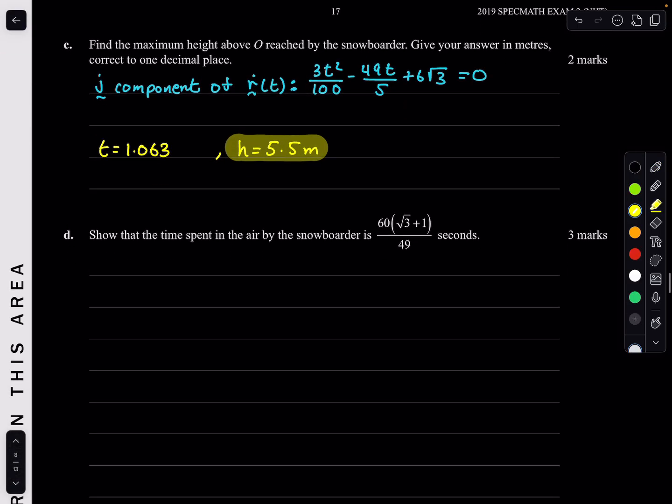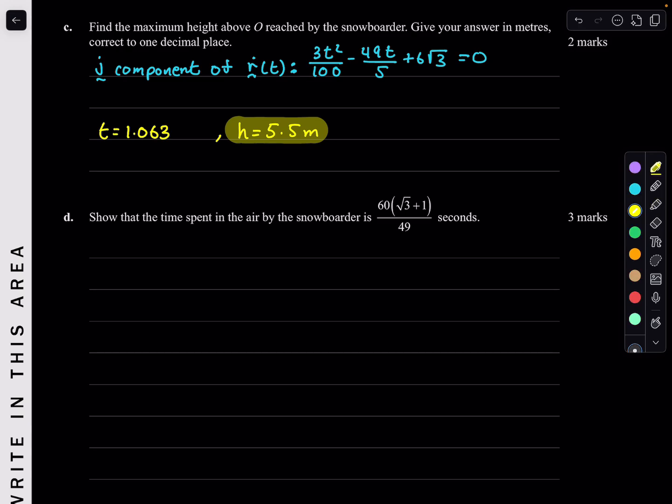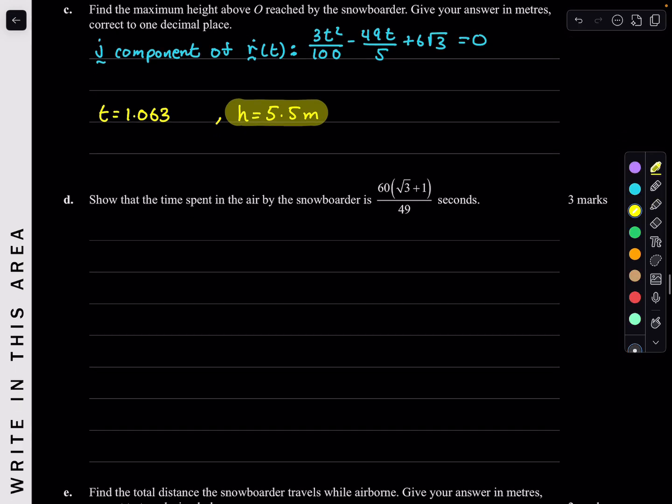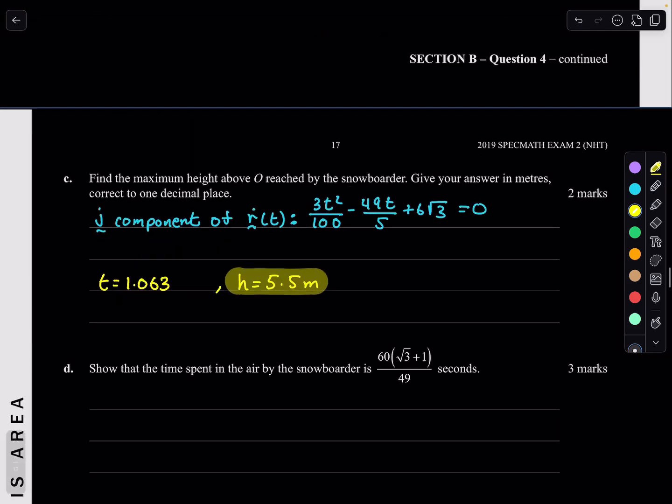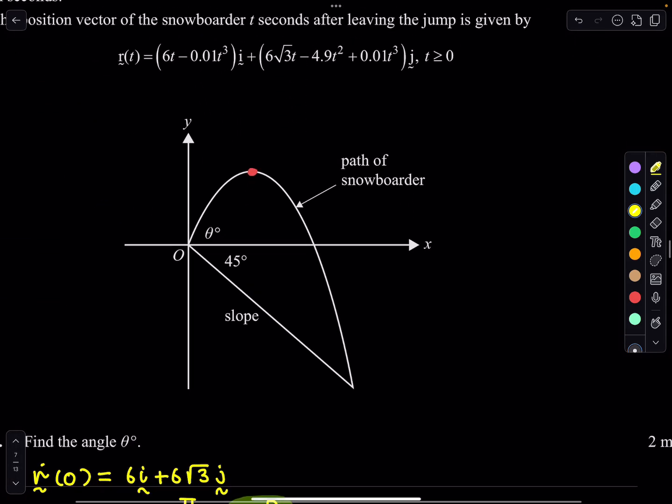Next question. Show that the time spent in the air by a snowboarder is this. I swear I've seen this question before, in one of those old VCAA papers. I don't remember, but I've seen this question. Yeah, it's really easy. So show that the time spent in the air by the snowboarder is this, in seconds. All right, so let's come up here.